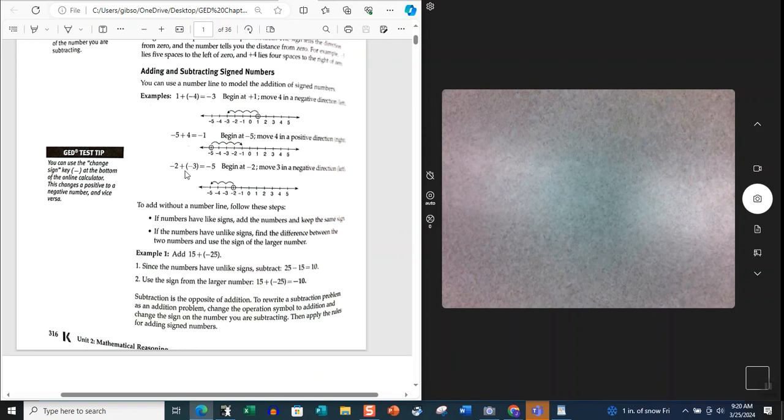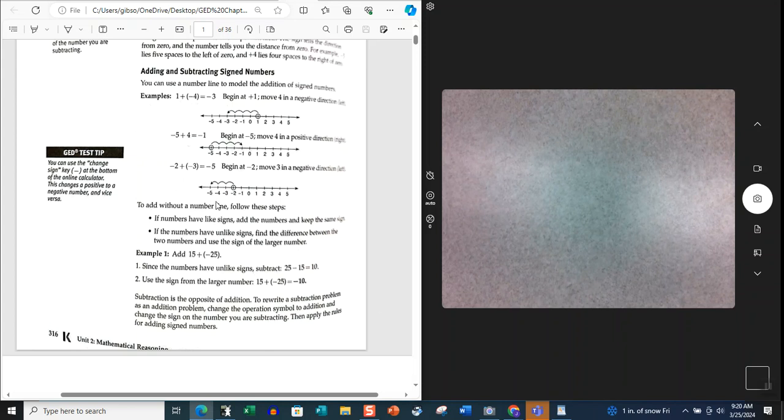Now negative 2 plus negative 3. Now if you notice, they both have the same sign. So first thing you would do is go to 0, then you would go 2 to the left to negative 2. Then you're going to add on a negative 3, so you will go to the left 3 more spaces, and that would take you to negative 5.